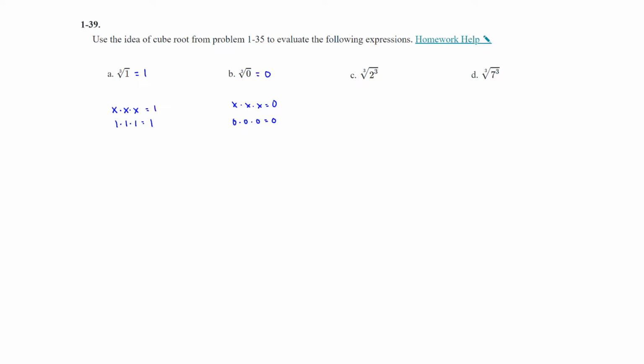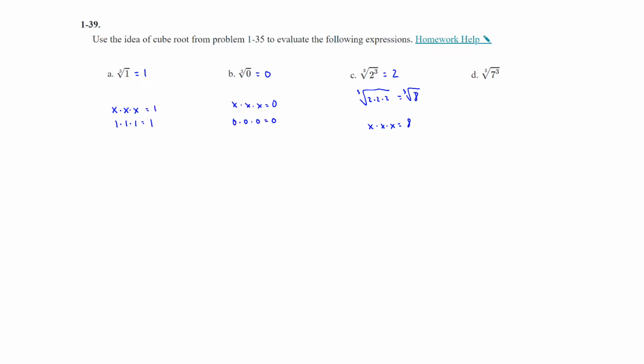What about the cube root of 2 cubed? Well, we could rewrite this to kind of help us out. 2 cubed is 2 times 2 times 2, or the cube root of 8. So what number times itself 3 times gives you 8? Well, if you look at it, that's what you just expanded out. 2 times 2 times 2, so there's 3 of them, is 8. So therefore, the cube root of 2 cubed would be 2.